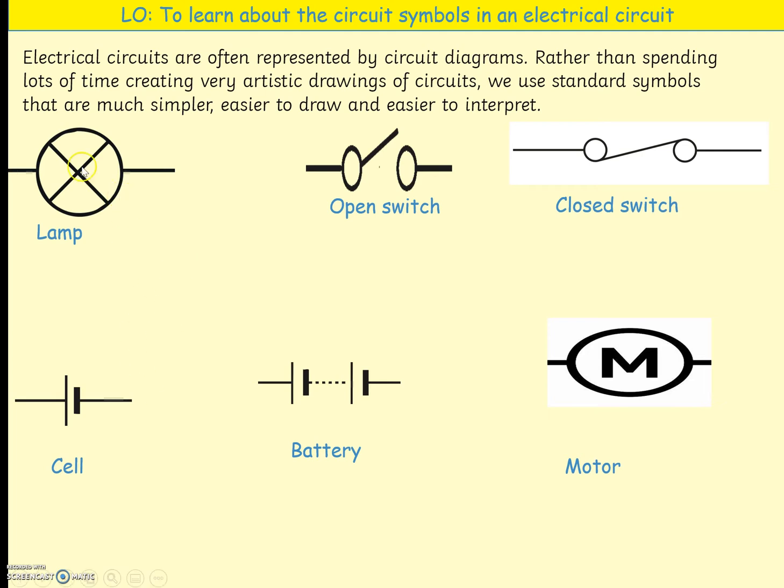So the first one is an example of a bulb, or a lamp, a filament lamp. This is a circle with an X in it, and there are two lines protruding on either side. We've got an open switch. When the switch is open, electricity is unable to flow. We've got a closed switch. When the switch is closed, there is no interruption, and so electricity can flow. We've got a cell that we've already talked about. We've got a battery, and we've also got M for motor. So we also have the symbol for motor.